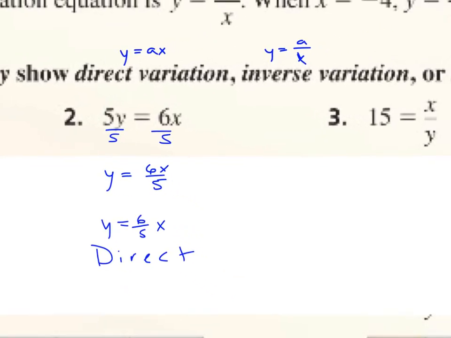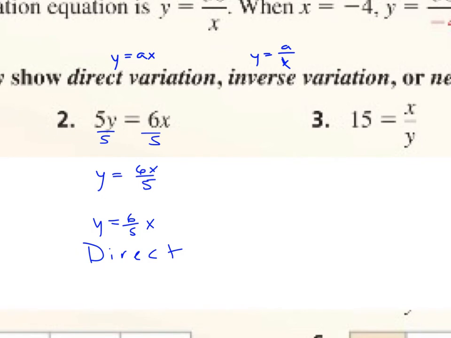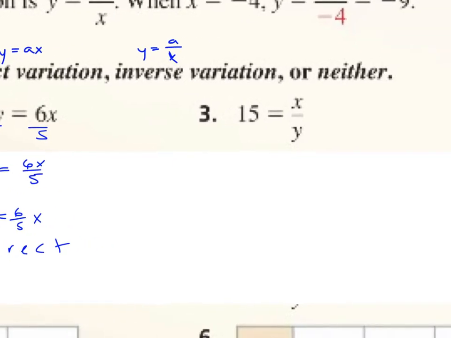So I think it was the same thing for number 3, but our constant was 1 over 15, so that one's direct also. All right, let's do it. How can we get y all by itself? Multiply both sides by y. So we get 15y is equal to x. What do we do next? Divide by 15. So y is equal to x over 15.